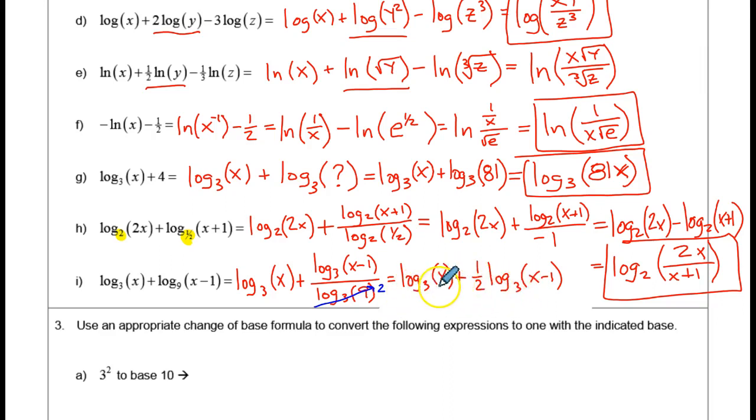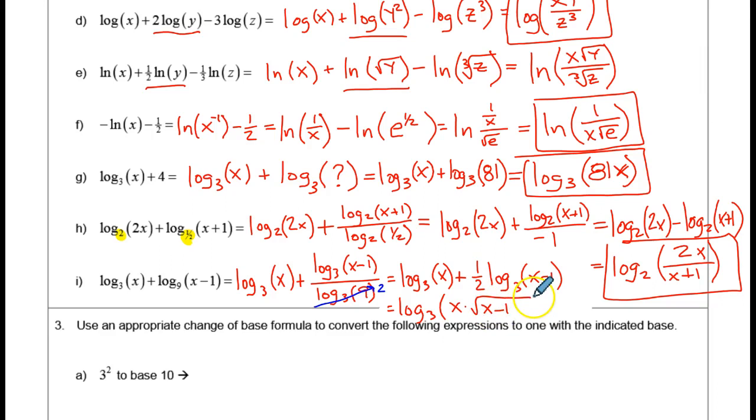I have the log base 3 of x plus 1/2 times the log base 3 of x minus 1. I can write this as a product of two logs, but also remember I can take this exponent of 1/2, move it inside the argument of the logarithm, and it ends up looking like this. I have the log base 3 of x, that's from here, times the square root of x minus 1.